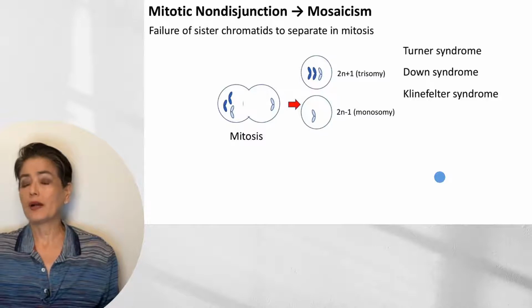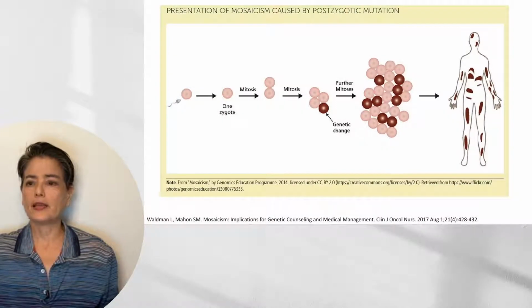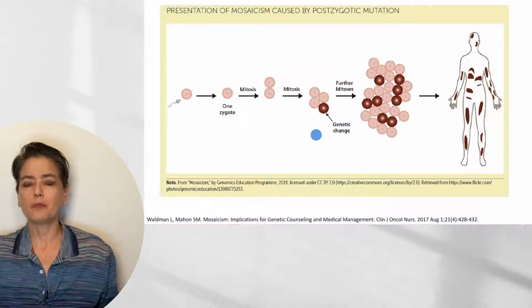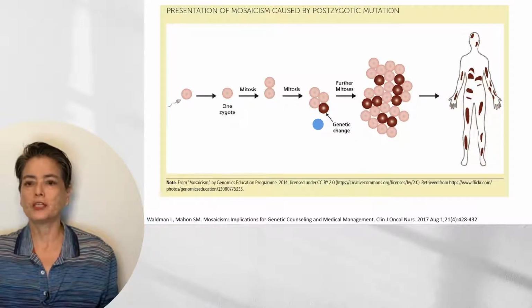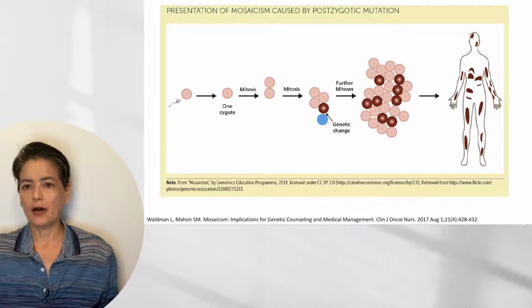So let's look at what the consequences of mosaicism look like. This is a really nice figure that I think illustrates it well. So you have the wild type sperm and egg yielding a zygote that then undergoes mitosis. And at some point here we have it in the 4-cell stage. There's some sort of genetic aberration. And all of the progeny of that cell will have that same genetic change.